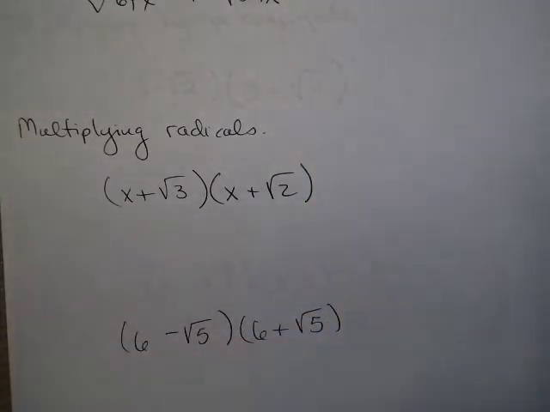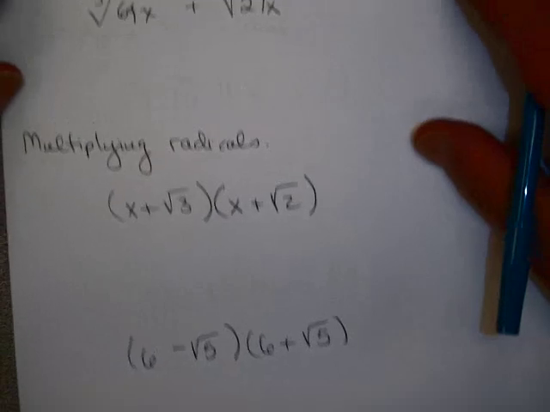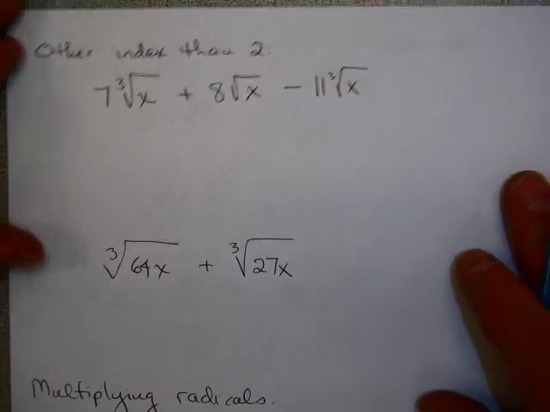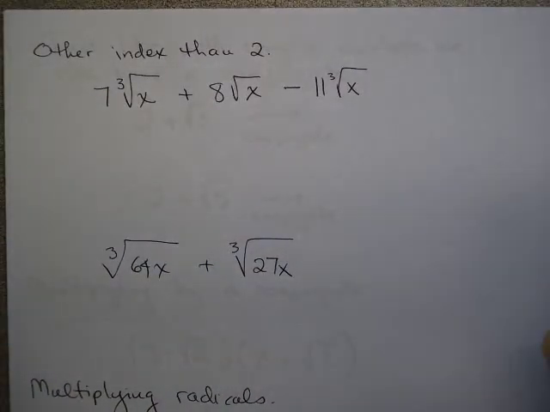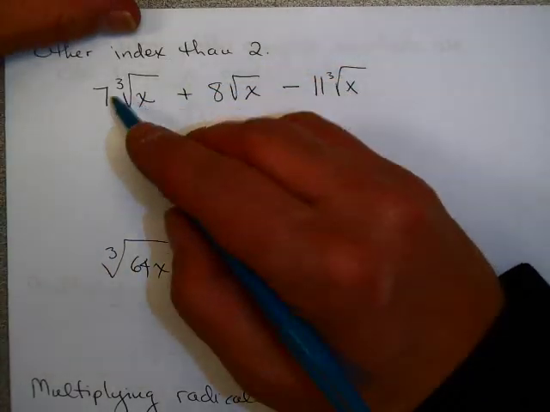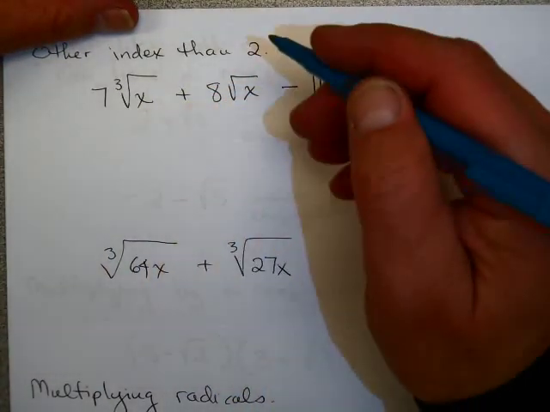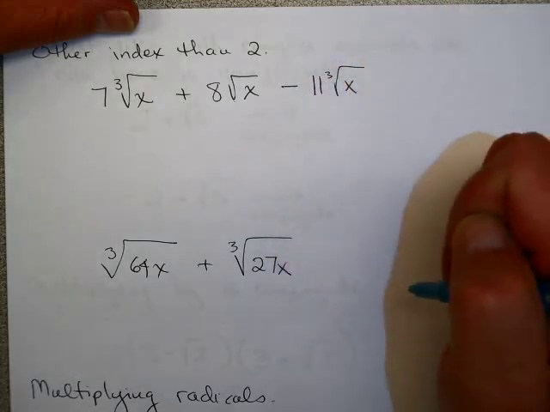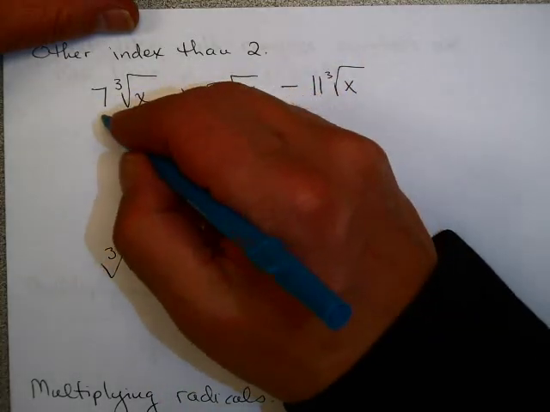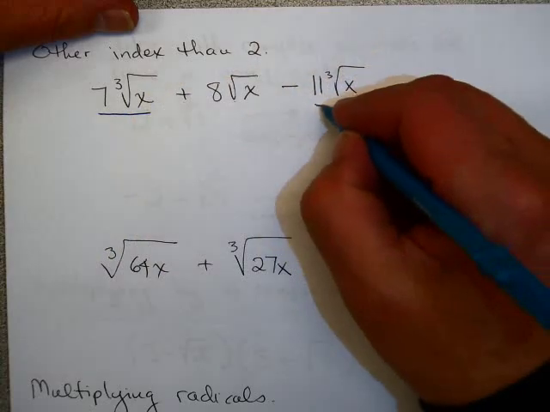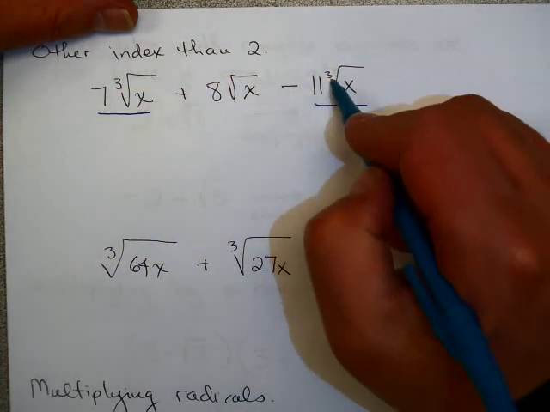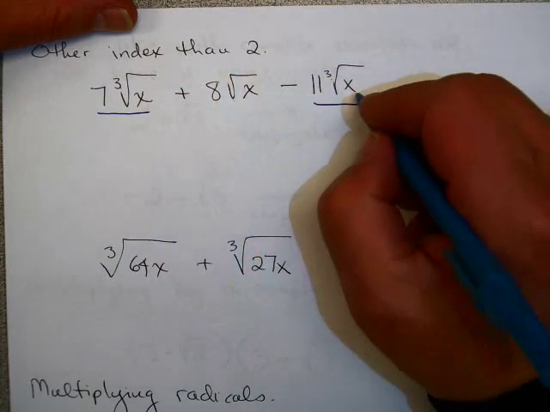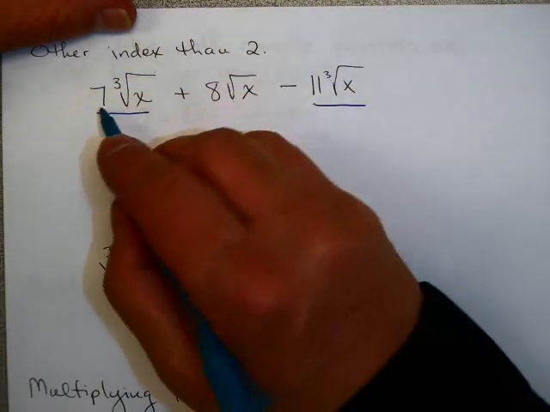Now, there are lots of problems that involve indexes other than 2. This one, we have 7 times the cube root of x plus 8 times the square root of x minus 11 times the cube root of x. Again, remember, like radicals mean you have to have the same index, which these do, and the same radicand. They both have x in them.